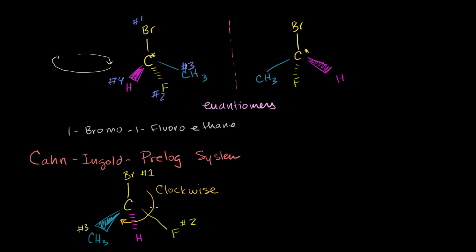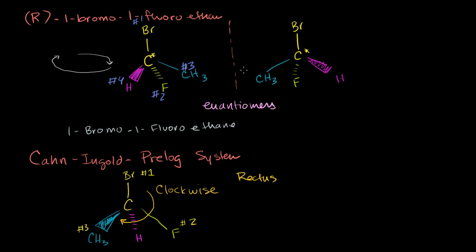And if we go clockwise, then we call this a right-handed molecule, or we use the Latin word for right, which is rectus. And so we would call this molecule not just 1-bromo-1-fluoroethane. This is R. R for rectus, or you can even think right, although we'll see left uses S, which is sinister. So the Latin is really where the R comes from. But this is R-1-bromo-1-fluoroethane. That's this one right here.